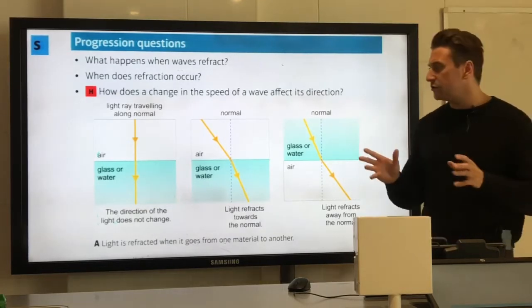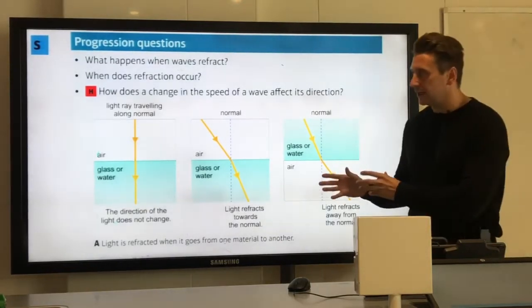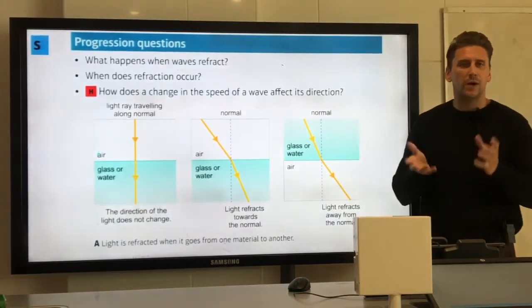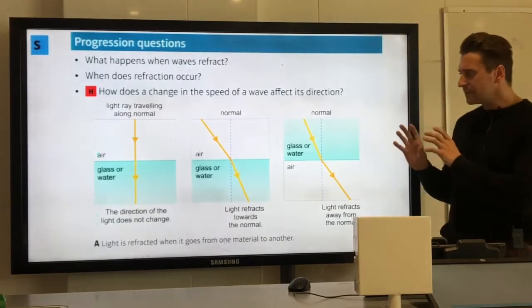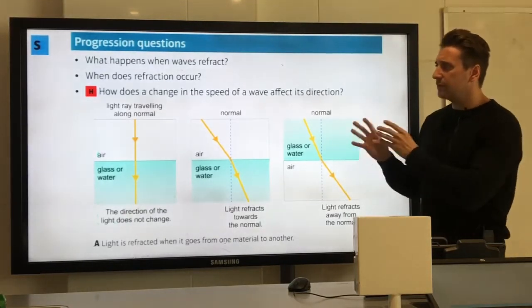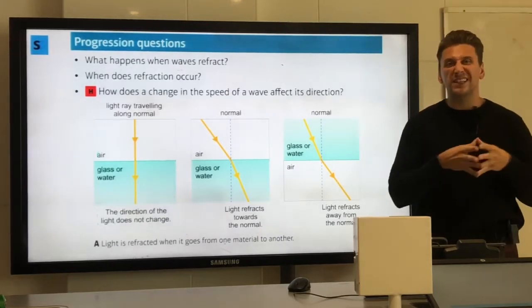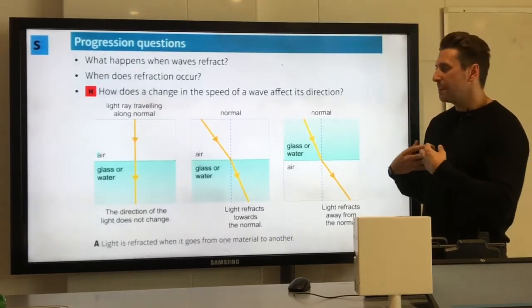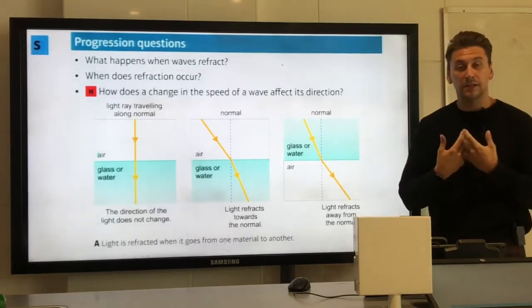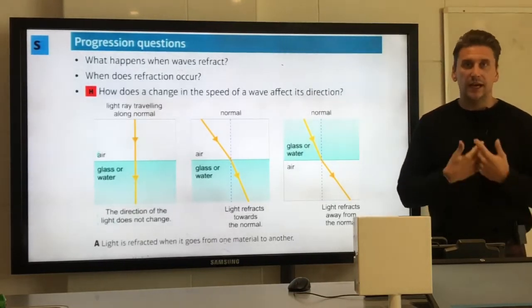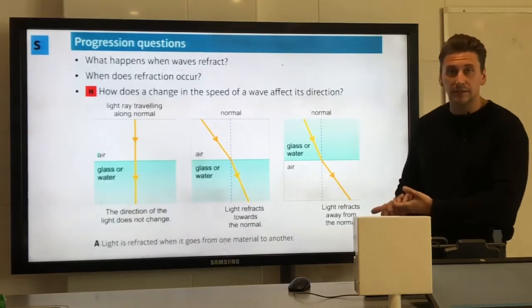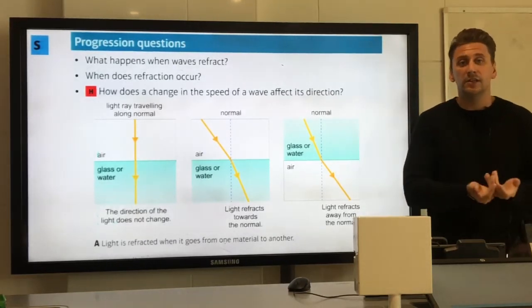A few things that you need to know and be able to define before you have a full understanding of why refraction takes place. First of all, different mediums, so different materials, have what we call a different refractive index, and that just tells you how much it makes the light change its speed, and how it changes the speed of light will depend on how it changes direction.